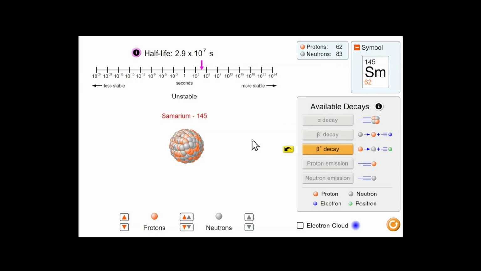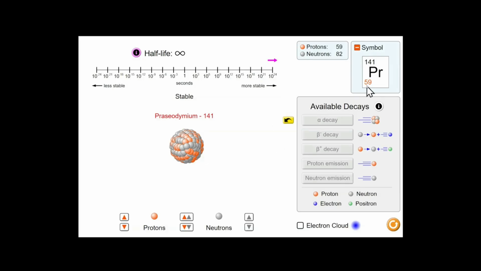And now we're going to have beta decay again. Samarium 145. Let's decay it again. It's still unstable. Promethium 145 again. Now there's alpha decay available to us. So it's released in the form of alpha radiation. And now it's stable. Praseodymium 141. It's stable. When it's stable, there are no decays available to us.